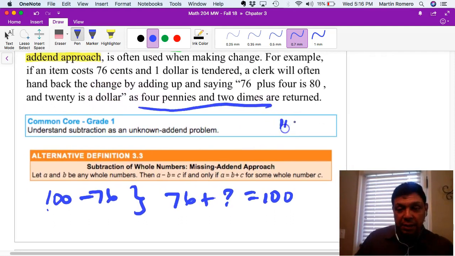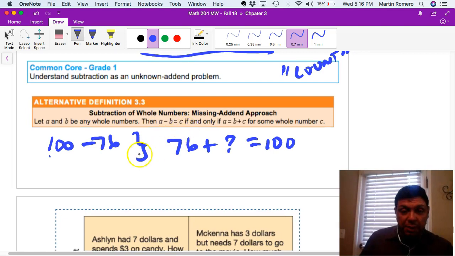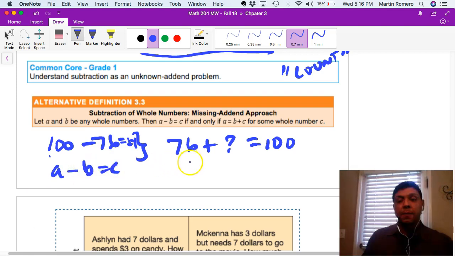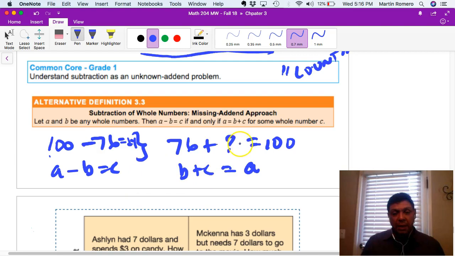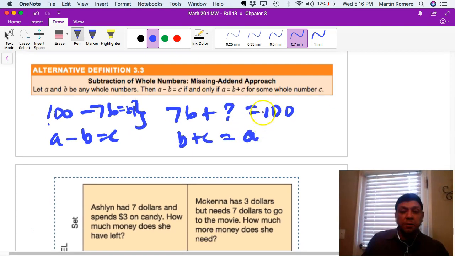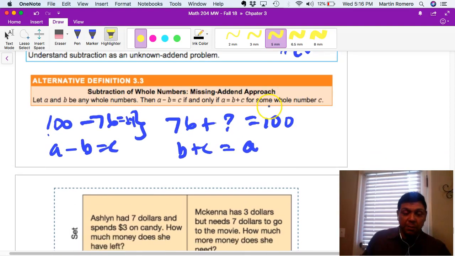And so this idea of counting up is this idea of the missing addend approach, which says here in algebra, if A minus B equals C, right, this equals 24. If A minus B equals C, then what we know is that B plus C has to equal A. And so that's what we're doing with the missing addend approach and how you solve that. So as you do your homework, pay attention. That's an important idea. And that's often a midterm question for me in terms of explaining those two different approaches.